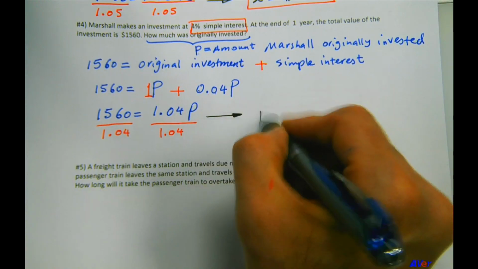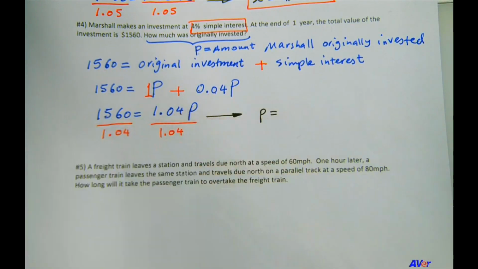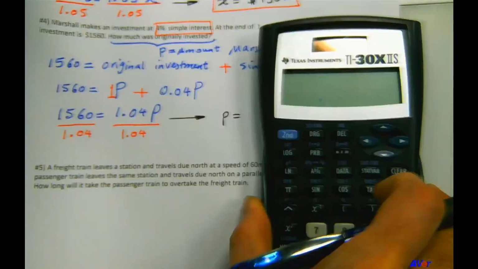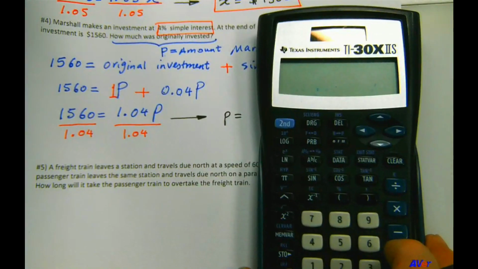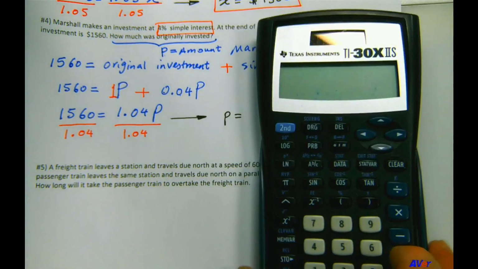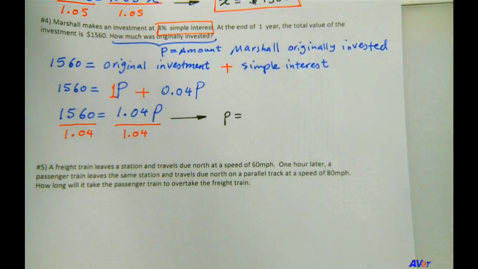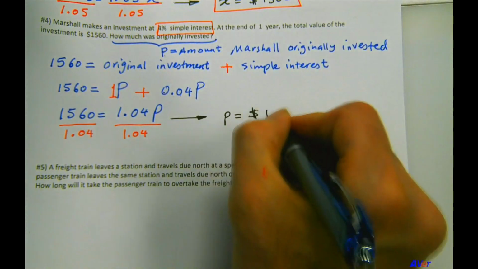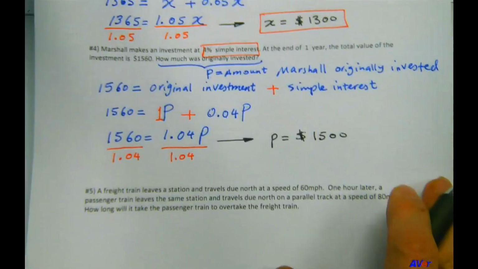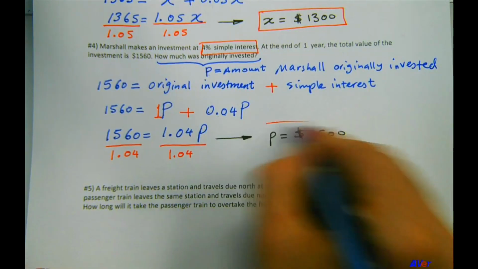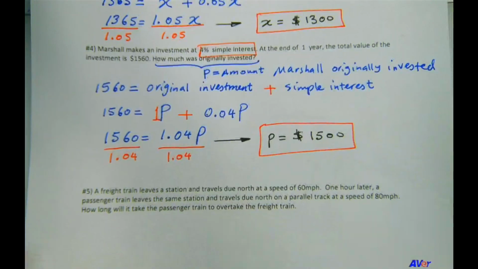So we have p equals, let's calculate that amount. $1,560 divided by 1.04, $1,500. So the original money that Marshall invested was that much.